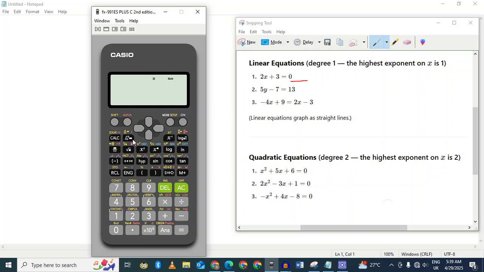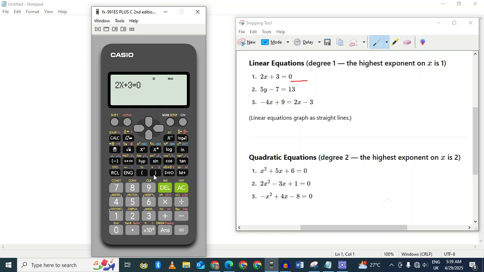So we'll be using the calc function to solve these equations. The first step here is to type out the equations correctly. So you just punch them into your calculator. For the first example, it is 2x plus 3 equal to 0. To type equal to, you also use this alphabet function, equal to 0.